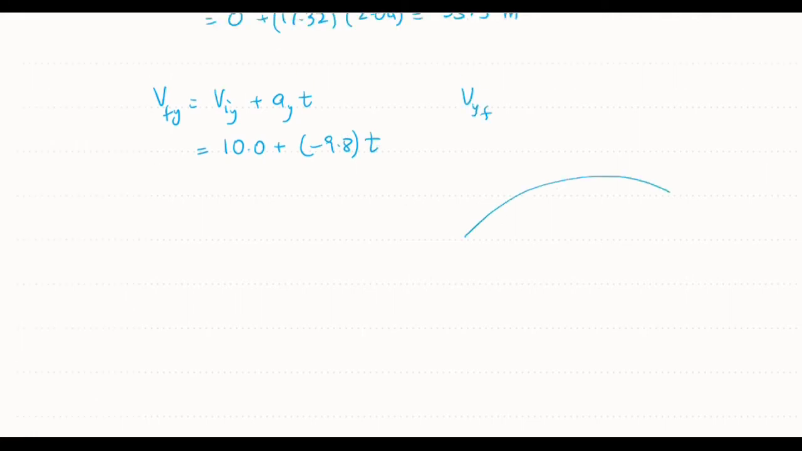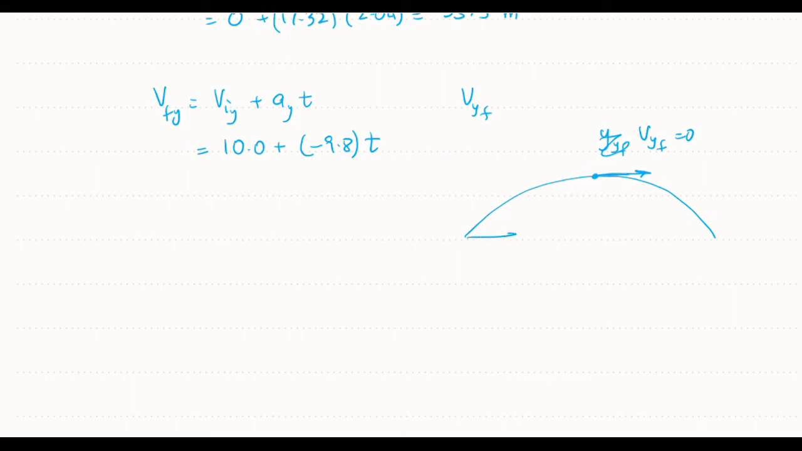So to get that, we use v final y equals v initial y plus a y t. Now v initial y we know is 10 meters per second. This is minus 9.8. t is what we're looking for, but what is v y final? At the highest point, the projectile is moving purely in the horizontal direction, and v y final is 0. There is no y component of velocity because it's purely horizontal.